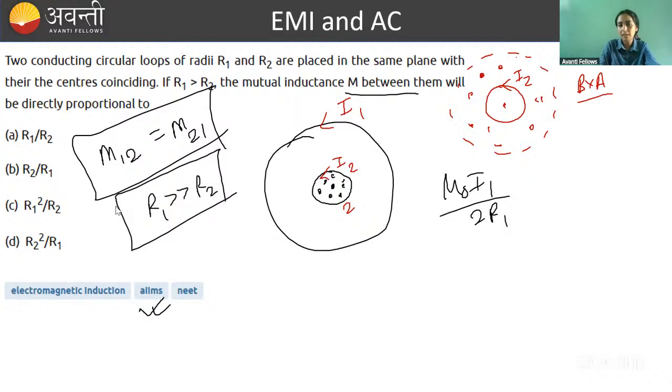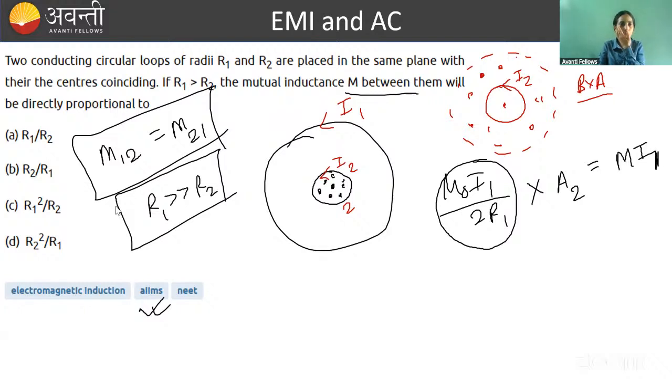So magnetic flux through coil 2 can be approximated to be equal to magnetic field at center because of coil 1 into area of this coil, the area of coil 2. Okay? And magnetic flux is written as what? It is written as M into I, and I here you will write as I1.